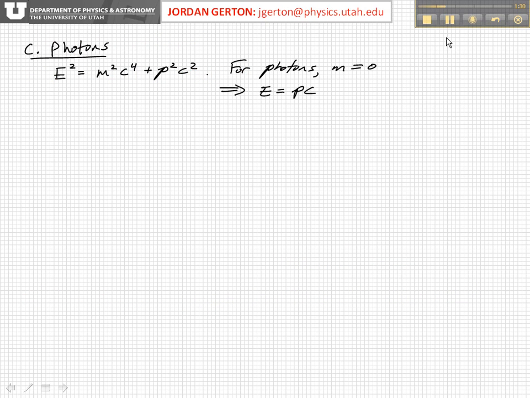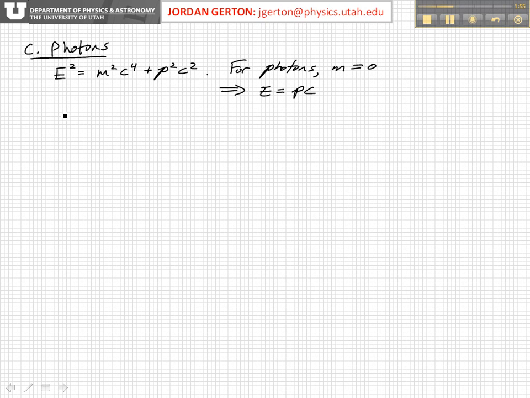Okay, let's talk about photons for just a little bit. How do we handle photons in this four-momentum picture? Well, let's start with Einstein's energy-momentum relationship, which I've written again right here. For photons, their masses are equal to 0, okay? And so this means that their energy is equal to their momentum times the speed of light.